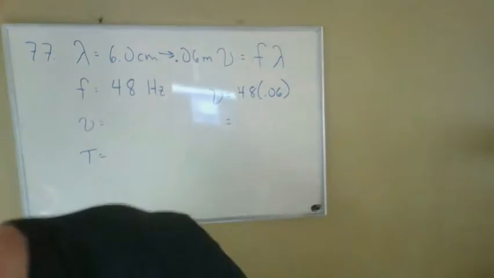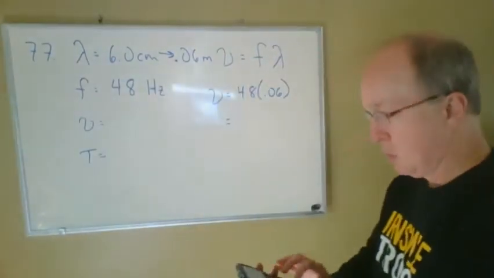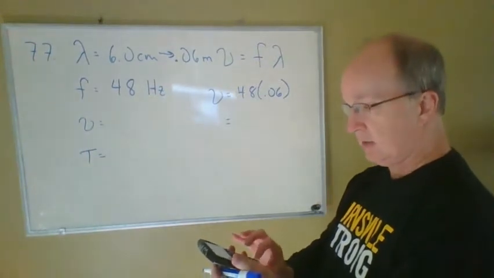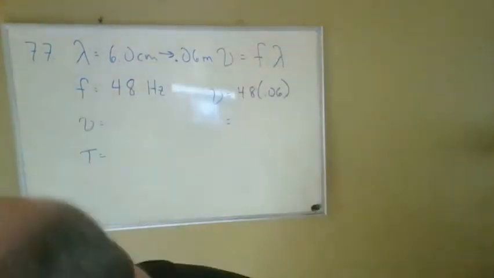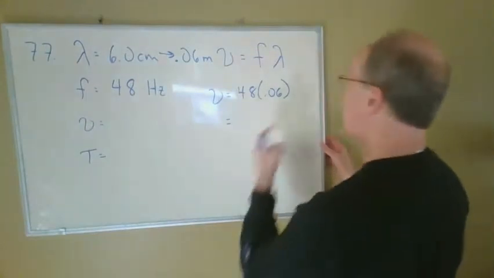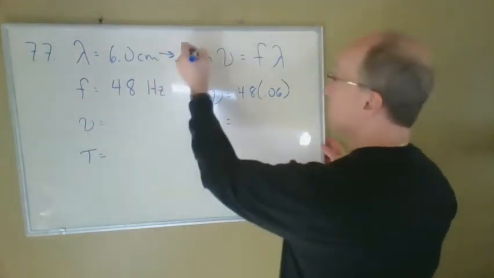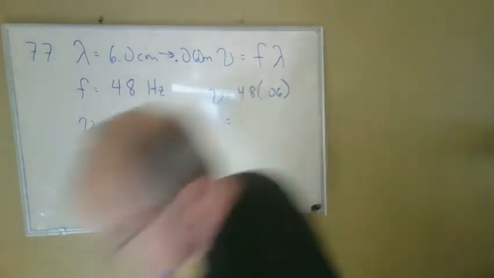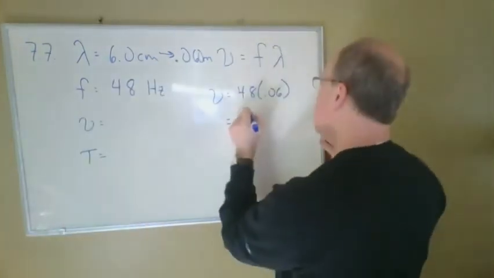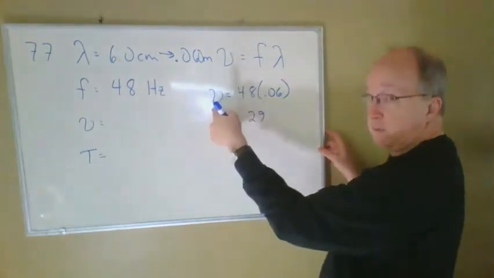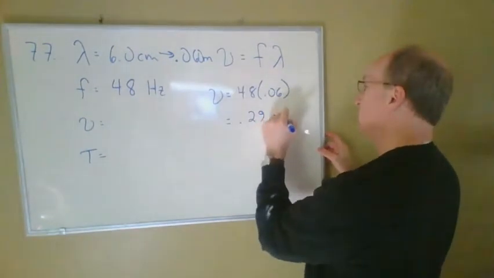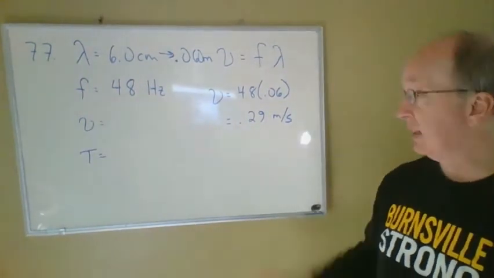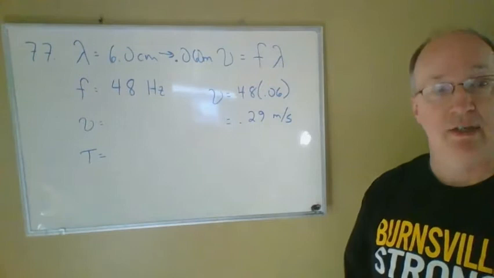And I need to get out my calculator. Here, 4.8 times 0.06 equals, and I get two significant digits. There are two there, so I'm going to have two in my answer. I get 0.29. And then the unit for speed, remember from first semester, is meters per second, 0.29 meters per second. So that's the answer to part A for the velocity.